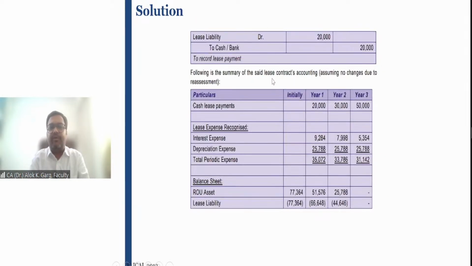Lease liability to cash or bank. And this is the entire summary. You have to pay a lease payment of 20,000, 30,000 and 50,000. This is your expense: interest expense, depreciation expense. This is your total expense. This is your balance sheet: right of use asset and lease liability. Clear?